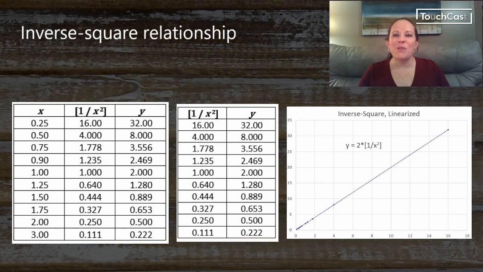And the data table on the right was an inverse square relationship. So that's suggesting that the fundamental relationship is y equals 1 over x squared. So we should square our x values and then take 1 divided by that, and then we will plot 1 divided by x squared versus y, and we will get y equals 2 times 1 over x squared, which we could also just write as y equals 2 over x squared.